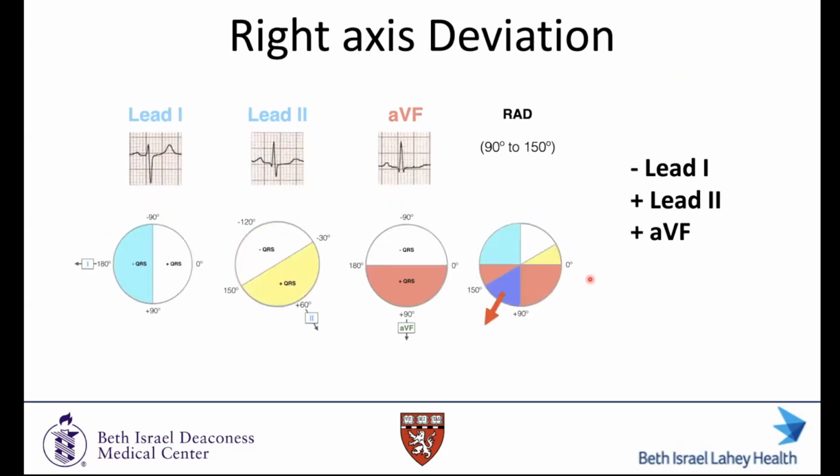In a right axis deviation, you have the opposite. Here you're actually negative in lead 1, so you're moving away from lead 1. That puts us over here. Positive in lead 2, so moving towards that, which puts us here, and then also positive in AVF, which results in an overlapping region right about here, consistent with a right axis deviation.